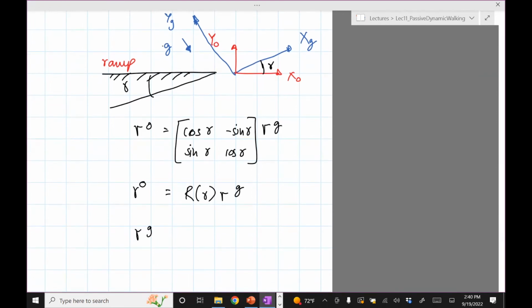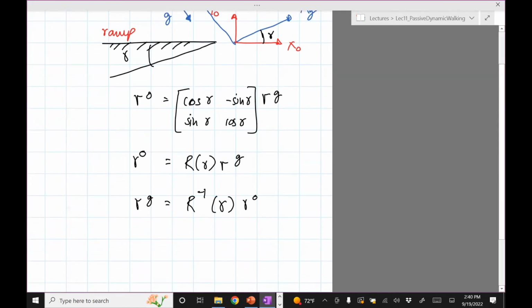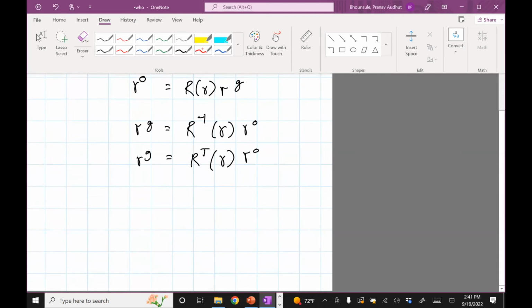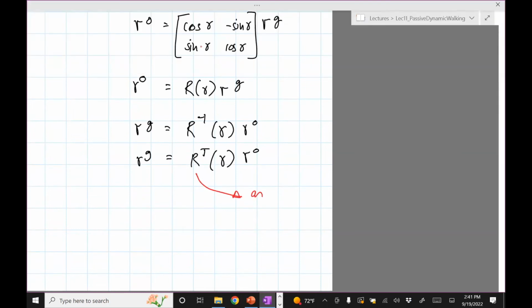If I want to compute RG, then it will be R of minus gamma, or rather R inverse gamma. What I did was I just multiplied both sides by R inverse. Now there's a property of rotation matrices that R inverse is also R transpose. This is R transpose of gamma.